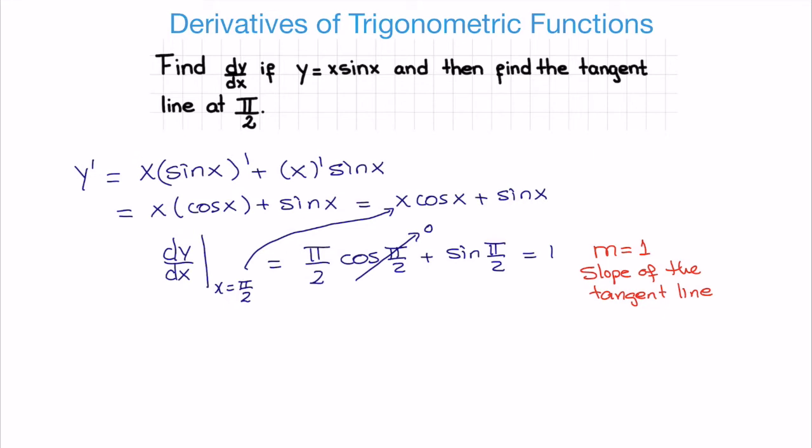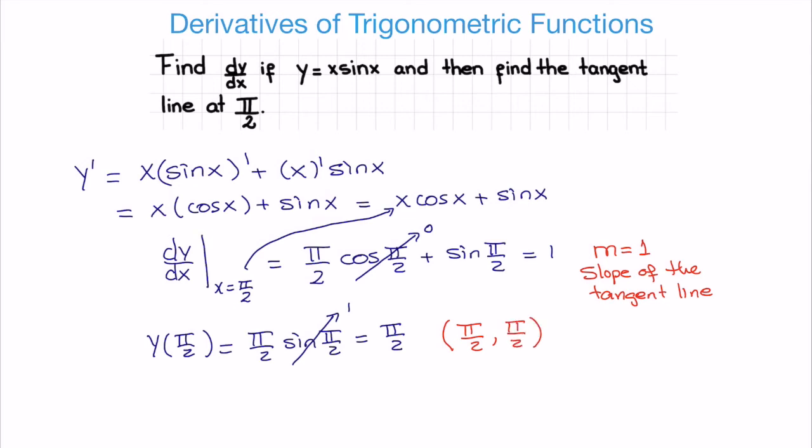To find the equation of the tangent line, we need the point of tangency. And we just evaluate our original function at pi over 2. So my y at pi over 2 is going to be just pi over 2 sine of pi over 2. And sine of pi over 2 is 1, so this is pi over 2. So the point of tangency is going to be pi over 2 for x, and we found pi over 2 for y.